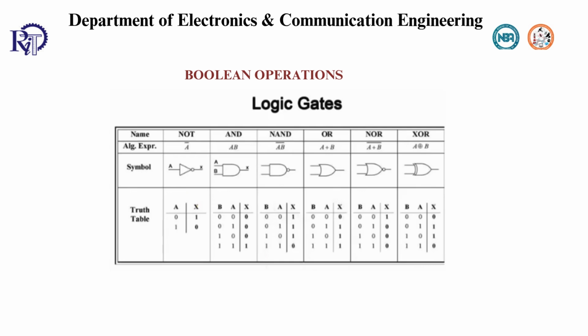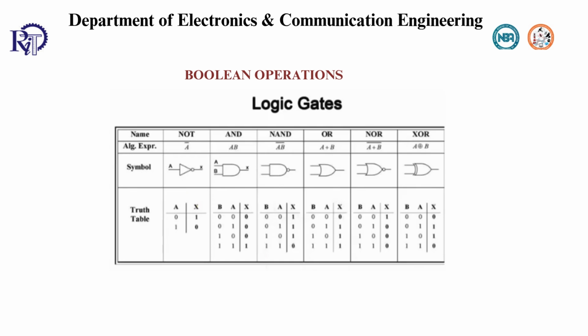Next, considering NAND gate, it's the complement of AND gate. If any one input is logical 0, the output will be 1. If all the inputs are logical 1, then the output will be 0. Next, let's consider OR gate. We'll be having two inputs. If any one input is logical 1, then the output will be 1. If all the inputs are logical 0, then the output will be 0.